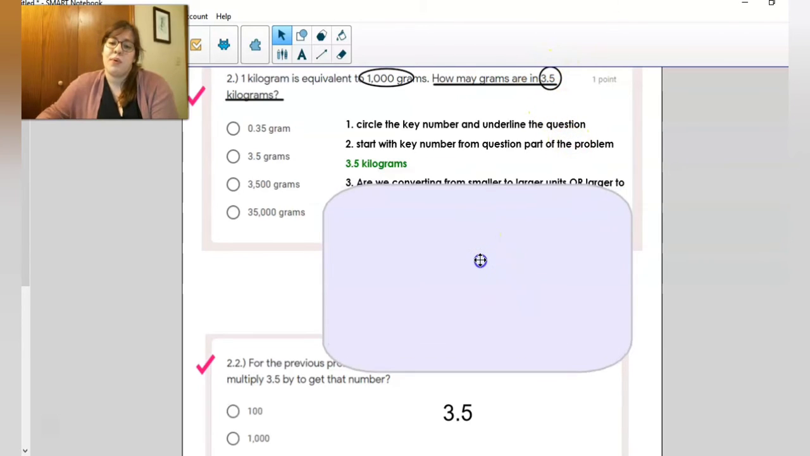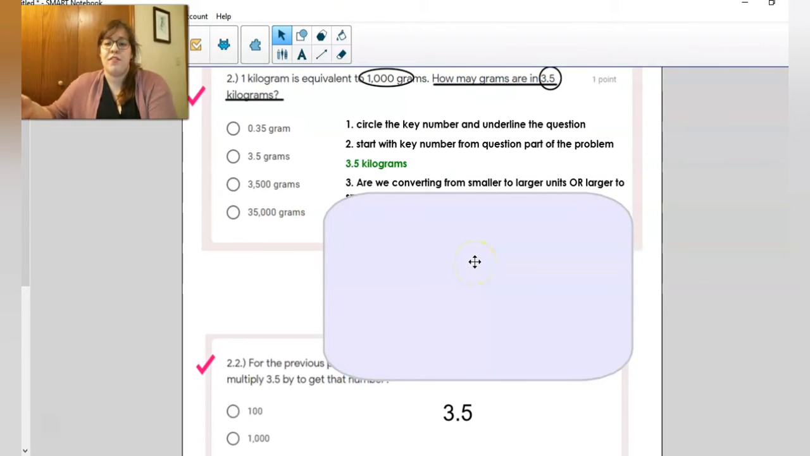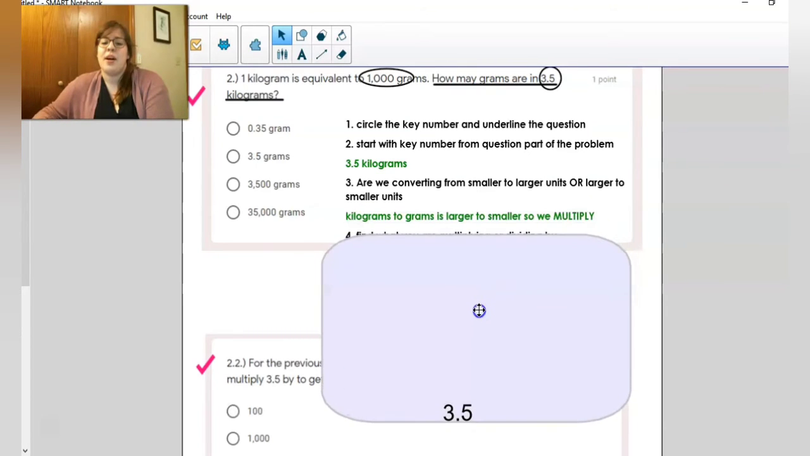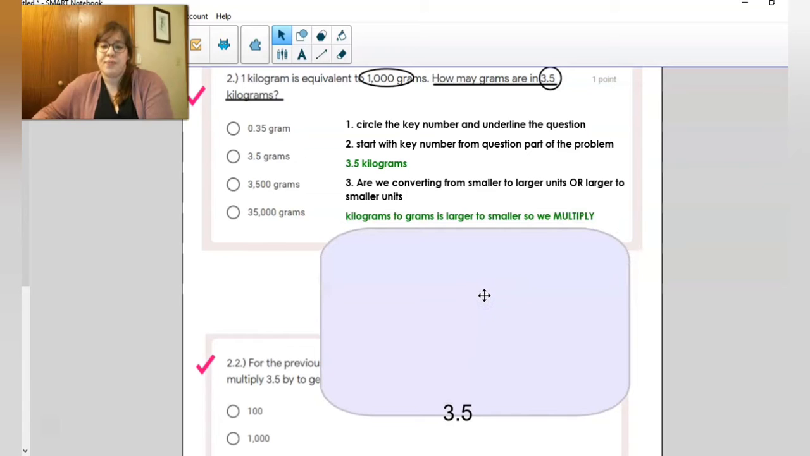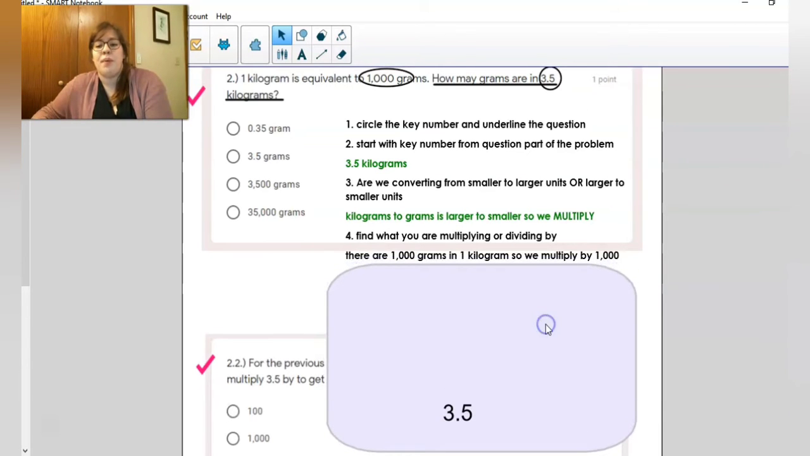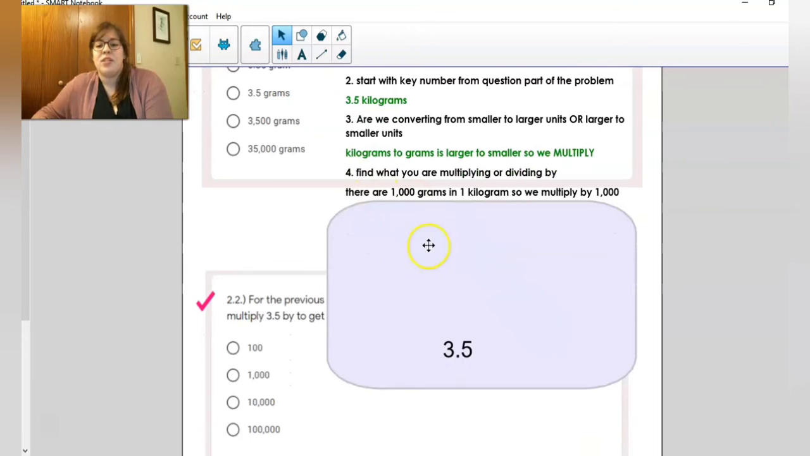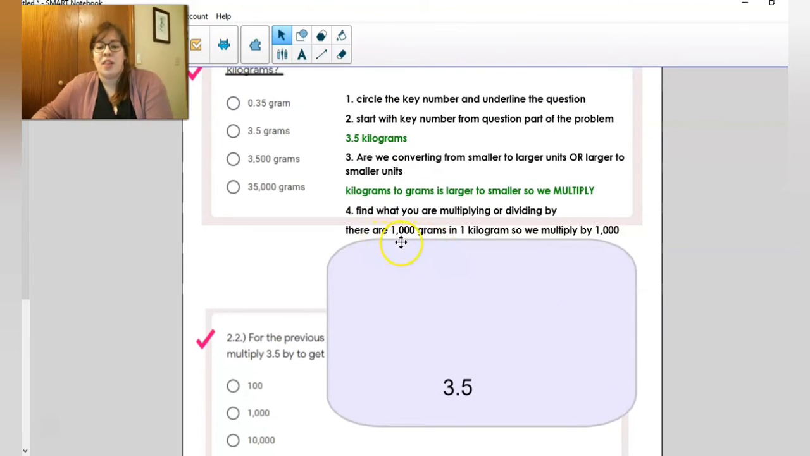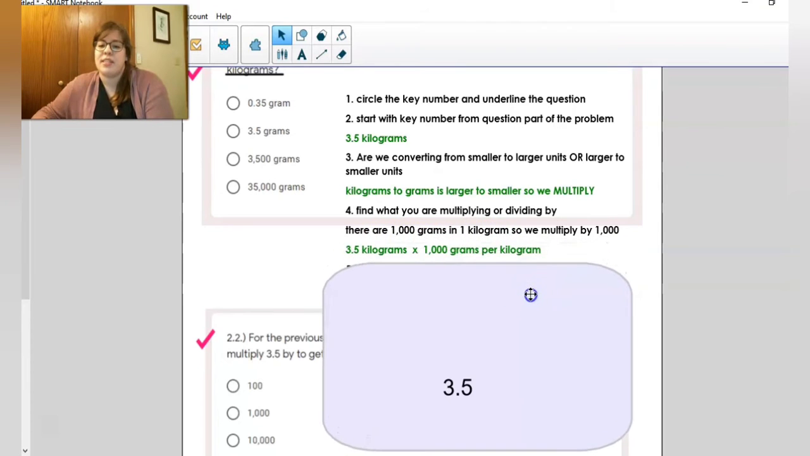So I take that 3.5 kilograms, and then I have to think, okay, if we're starting with the kilograms, what are we converting to? We're converting to grams. So I can see that we are converting from a larger unit to a smaller unit, so we're going to be multiplying. Our number of units is going to go up. Then we have to figure out what we are multiplying or dividing by. In this problem, there are 1,000 grams in 1 kilogram, so we're going to be multiplying by 1,000.